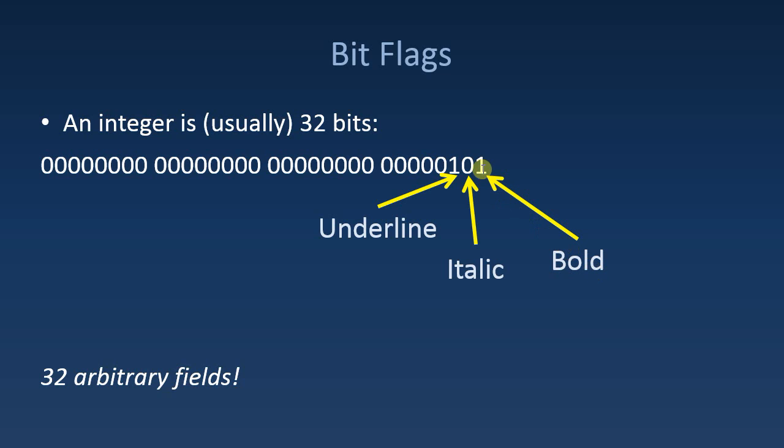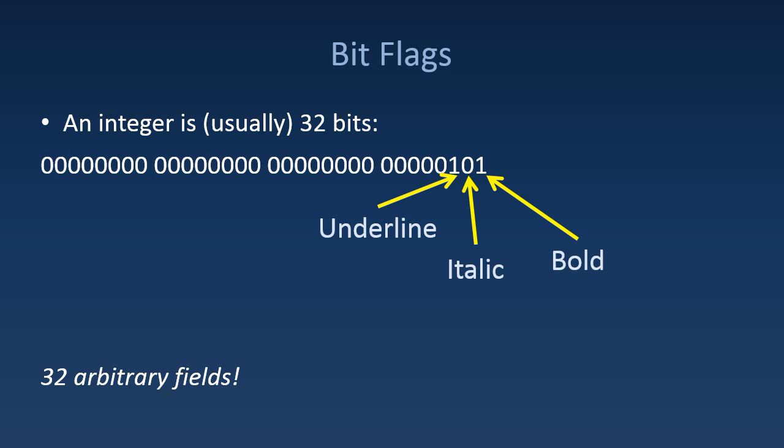So bold might be the first, rightmost digit. 1 indicates yes, we have bold. The next might be 0. This bit represents whether we're italicized. 0 is no. And then yes, we're underlined. And we still have 29 other possible values we could represent. All right, so we have 32 independent variables all stuffed into this one number.